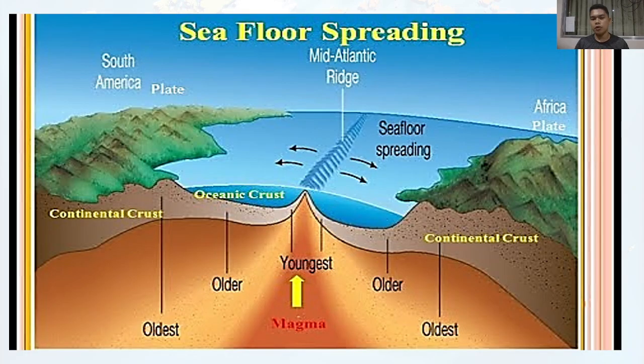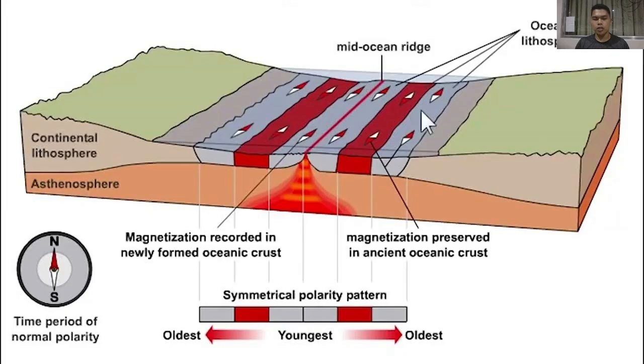The seafloor spreading: a new young seafloor will be created when plates move apart from each other. As you can see here in the illustration, when two plates move apart from each other, a new mid-ocean ridge will be created. So in the middle is the youngest one, and the outer part is the oldest one, since it continues moving slowly apart from each other.